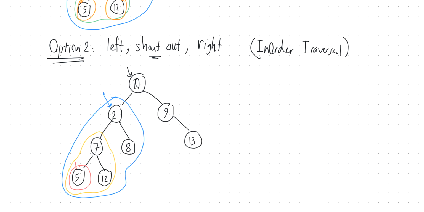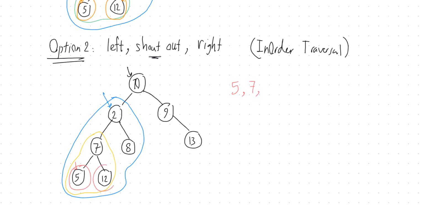After finishing the left subtree of 5, it's time to shout out 5. And then process the right subtree of 5, but there is no right subtree, so it returns immediately. Okay, so now we are completely done with this subtree that I circled with red. Remember, that was the left subtree of 7. After we finish the left subtree, it's time to shout out 7 itself. And after shouting out 7, I go to its right subtree.